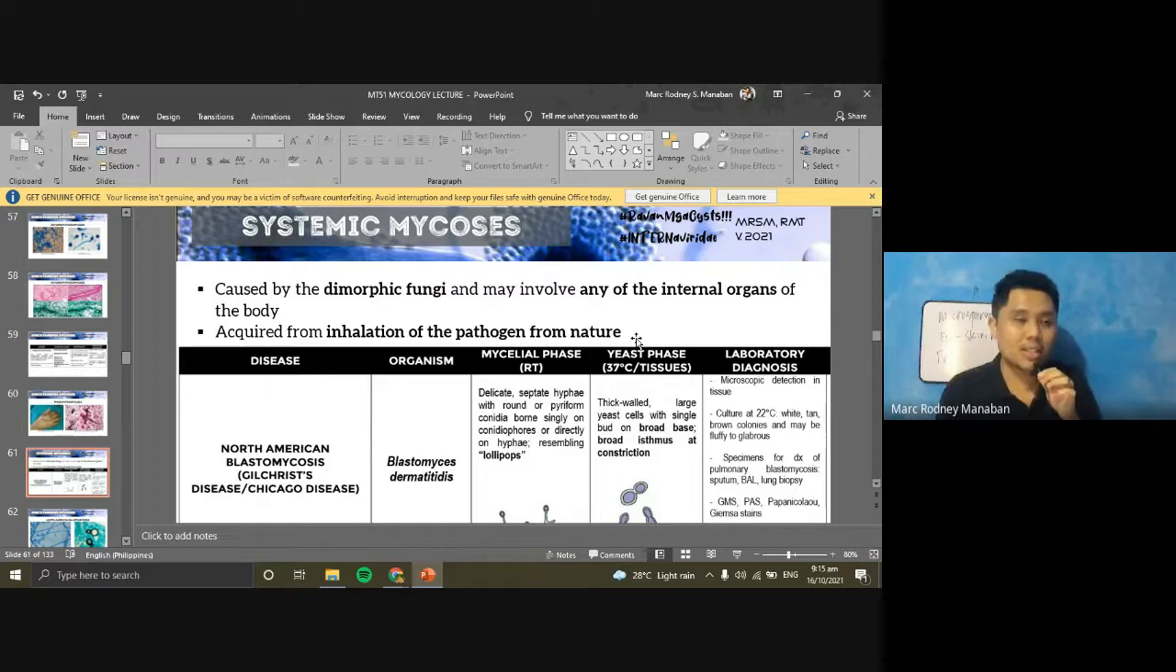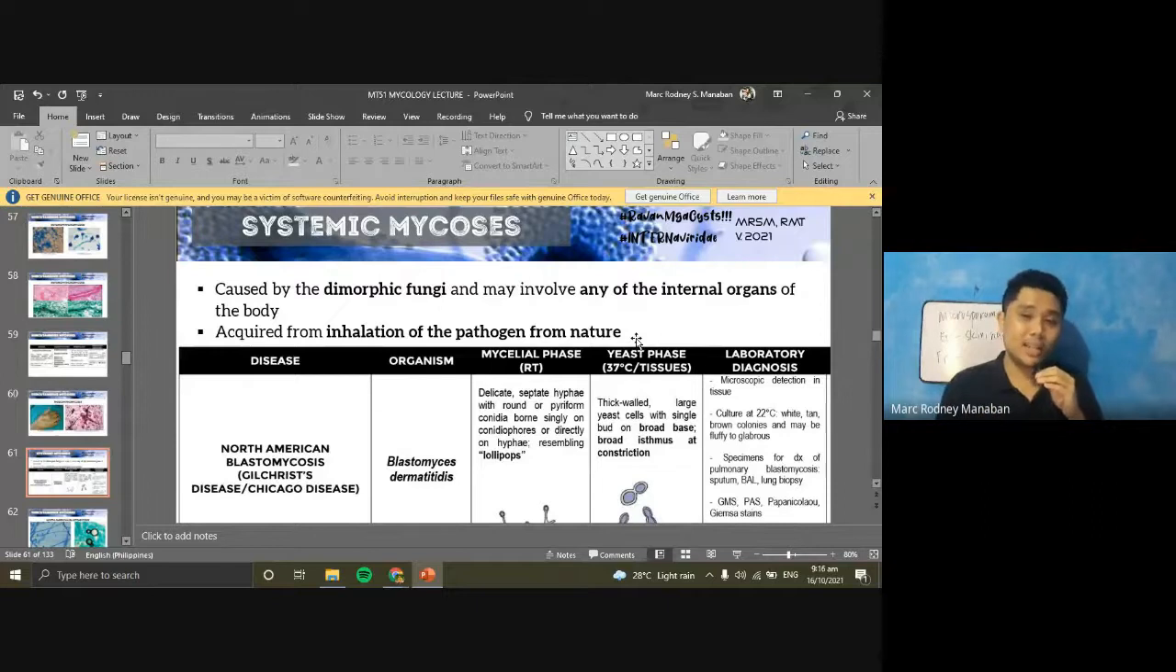This is systemic mycosis. And this is generally caused by the dimorphic fungi. Those are the dimorphic fungi. Alright? And may involve any of the internal organs of the body. And most of the time, generally, these organisms are acquired from inhalation of the conidia. Alright? But it depends on the population, dears, because in the immunocompromised, any fungus can be systemic. But if immunocompetent, the majority are the dimorphic fungi.